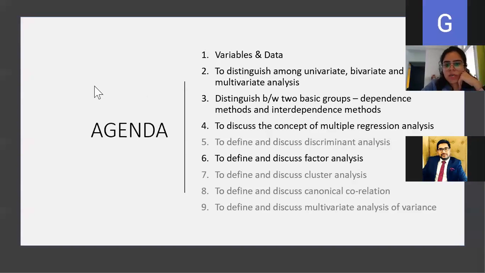So the agenda is to discuss what are variables, what is data, and how you distinguish what is univariate, what is bivariate, what is multivariate analysis. And there's something called dependence methods and interdependence methods in multivariate analysis. And we'll discuss the concept of multiple regression analysis and factor analysis. Just a concept. Okay, very briefly.